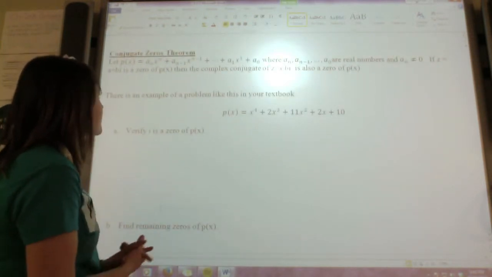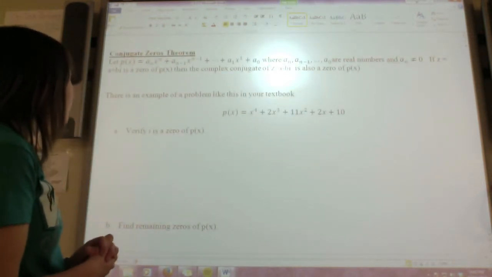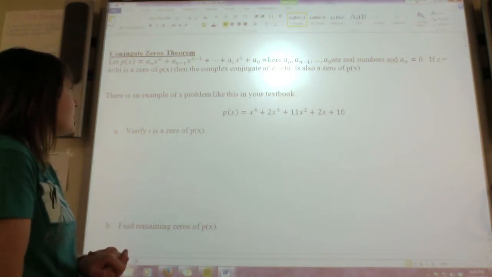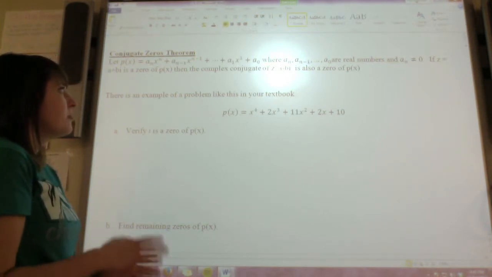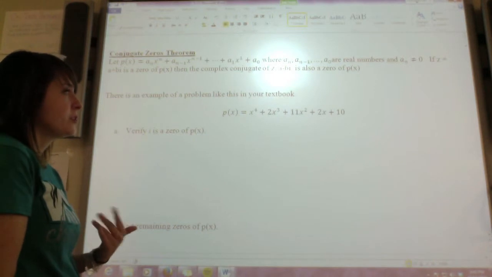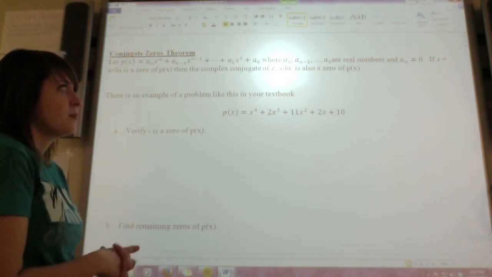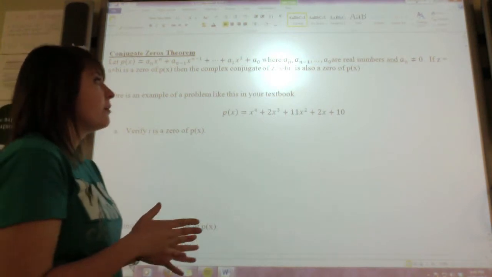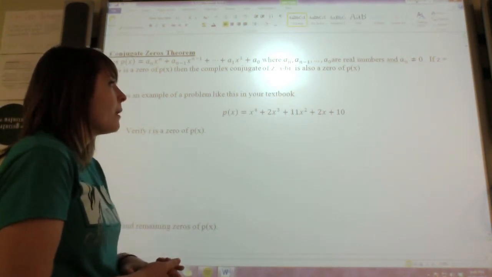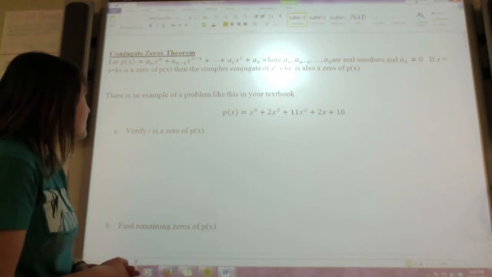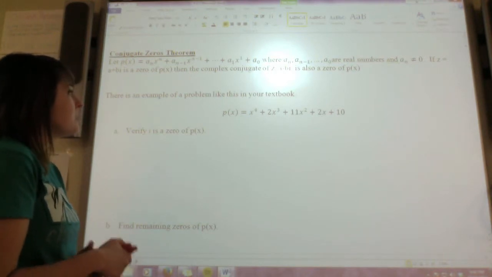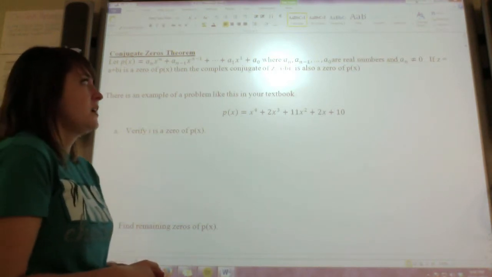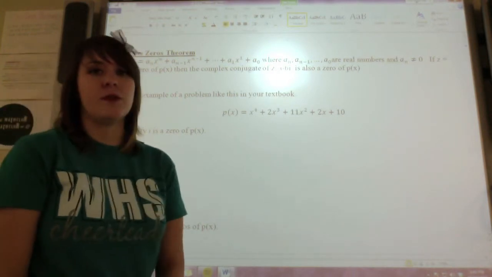Alright, we've got our conjugate zeros theorem now, and that says let p of x equal a sub n x to the n, and so on, so some sort of polynomial function where a sub n minus 1, etc., are real number coefficients. Our leading coefficient is not equal to 0. If z equals a plus bi is a 0 of p of x, then the complex conjugate of z, a minus bi, is also a 0.